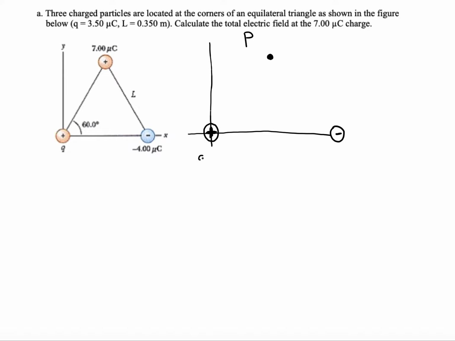So I'm going to call Q here Q2, and this one can be Q3. That'll help me keep track of them a little bit better. So Q2 is 3.5 times 10 to the minus 6 coulombs. Q3 is negative 4 times 10 to the minus 6 coulombs.